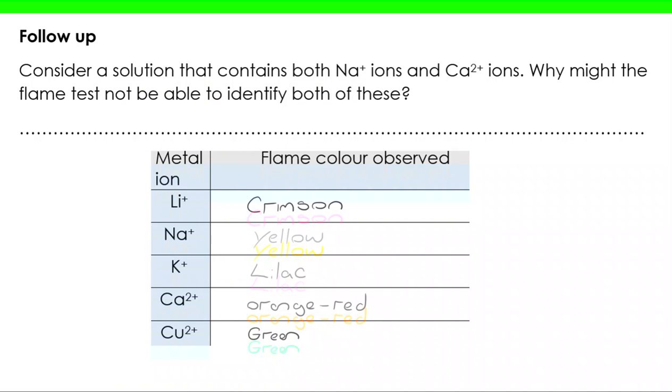Well, let's take a look. We have got here sodium with a yellow flame and calcium with an orange-red flame. Now, if you mix yellow and orange-red together, you're going to get a vaguely orange colour. And if you have got a vaguely orange colour, you aren't necessarily going to see the yellow from the sodium. You won't know that both of them are there.